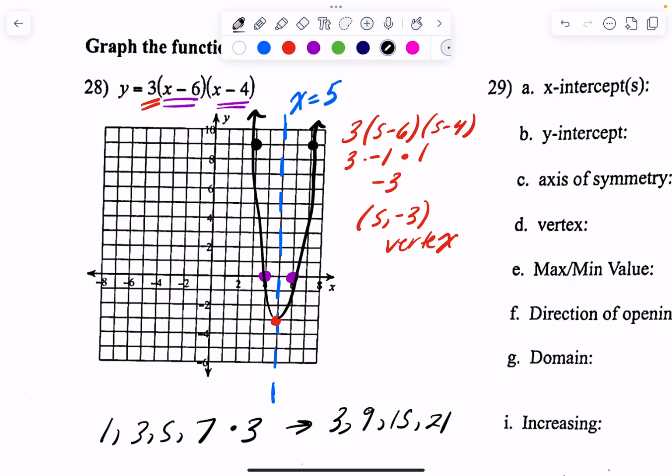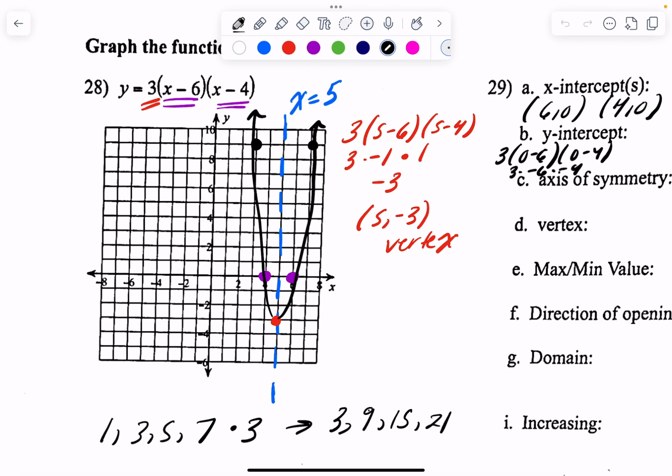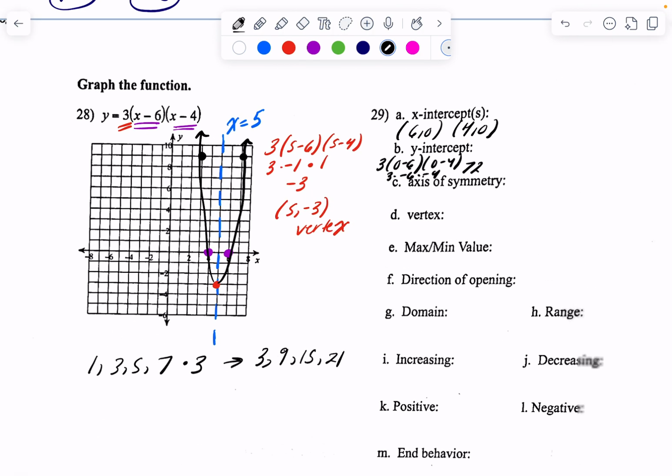Our x-intercepts are at 6, 0, and 4, 0. Our y-intercept, we got to go plug in 0. We can't see it, so we got to go plug it in. So that would be 3 times 0 minus 6 times 0 minus 4, which would be 3 times negative 6 times negative 4. Which is 72. 0 up 72. Our axis of symmetry is at x equals 5. Our vertex is 5, negative 3. It's a minimum. It's opening upward.